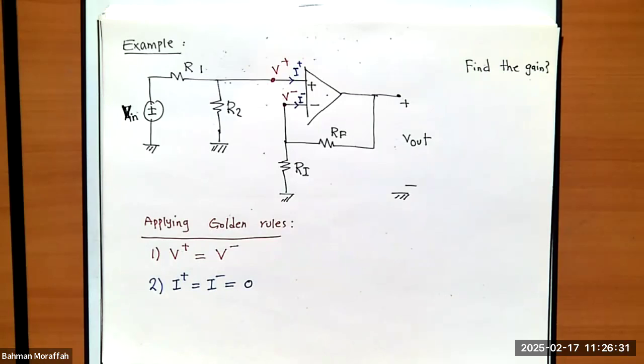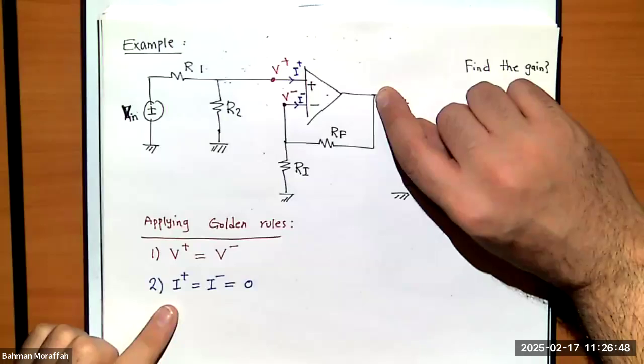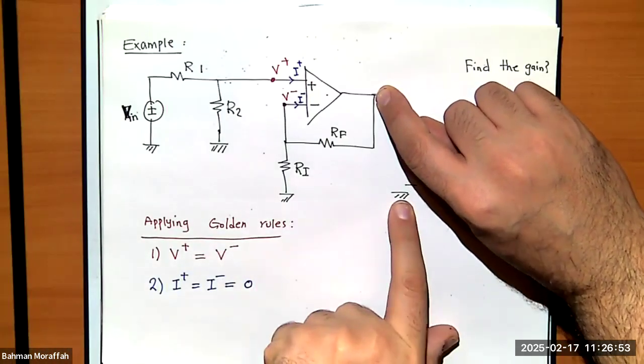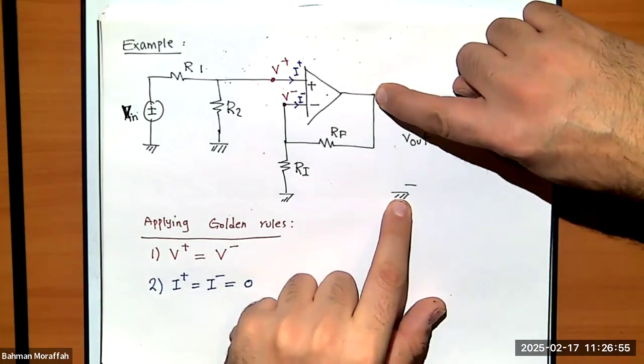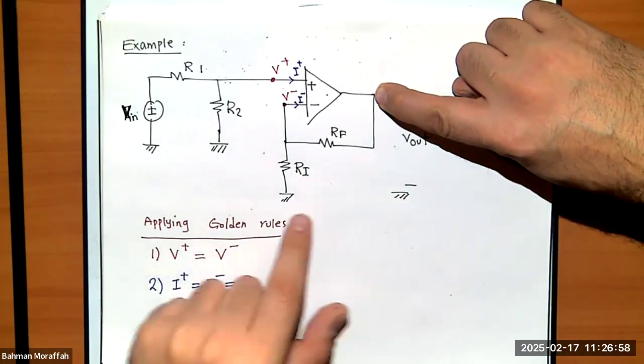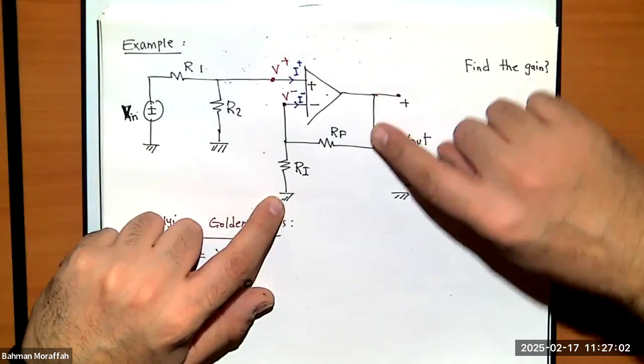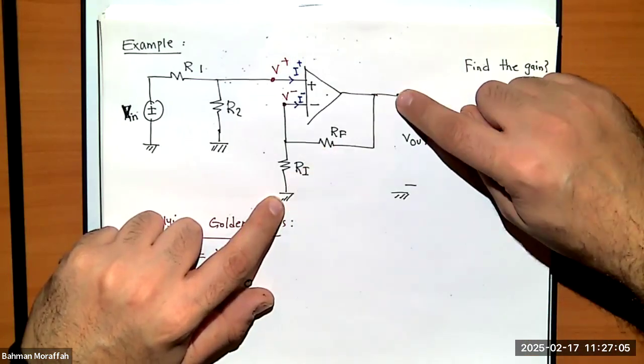What else do we know? If you look at all these grounds, they're all the same, right? So what is voltage across both RI and RF? Well, voltage at this node, what is it? It's V out. Voltage down here is the ground. So the difference here is V out. But this ground is exactly the same as this ground, right? So do you agree voltage across both these is V out?